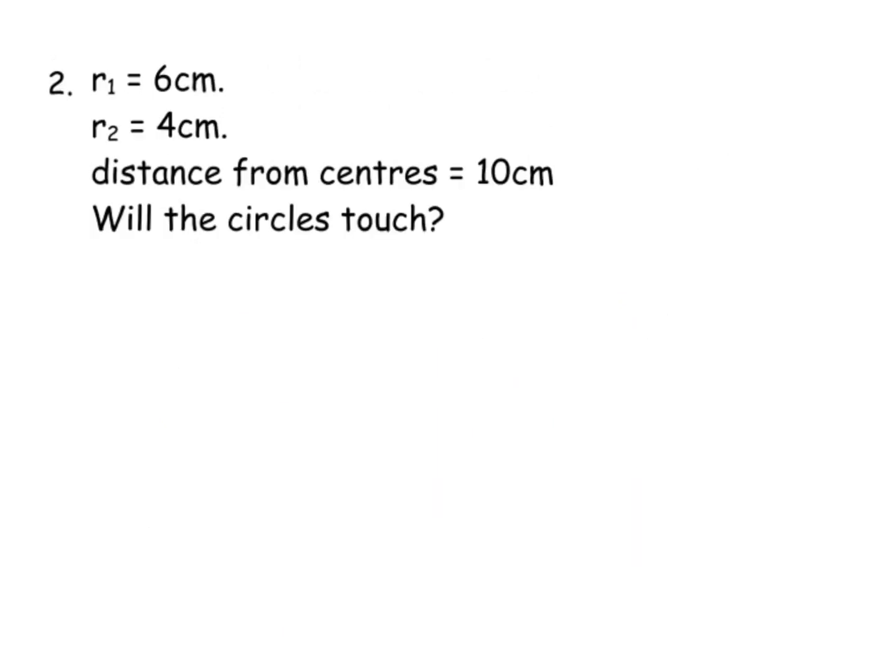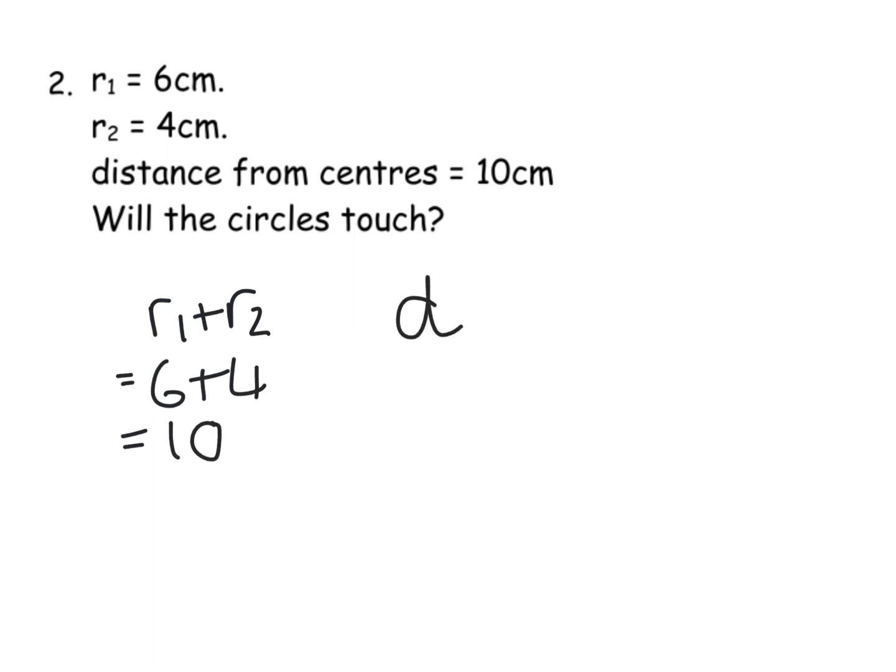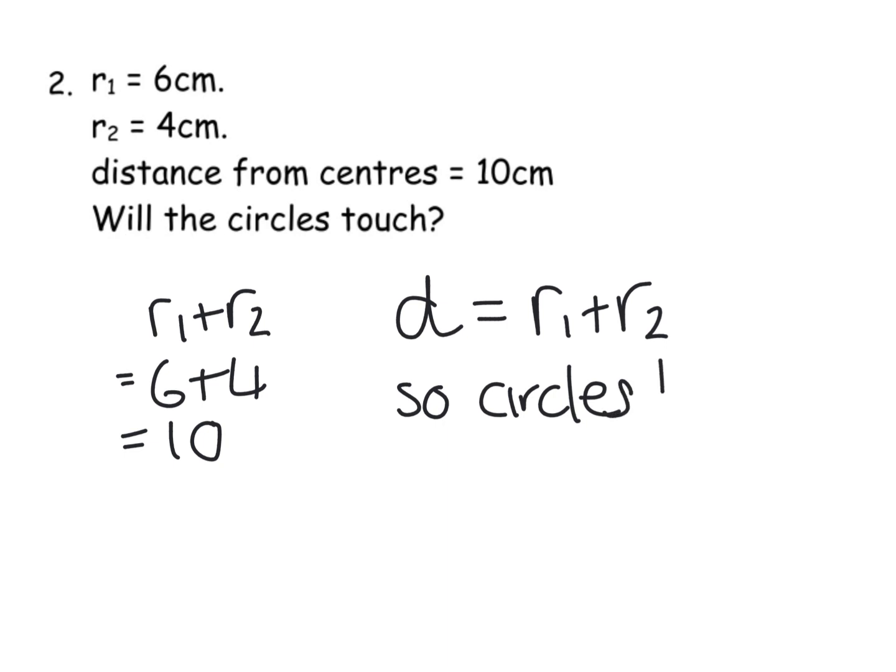Example 2. We've got a circle with a radius of 6, a circle with a radius of 4. So you do R1 plus R2 equals 6 plus 4 equals 10. Now that matches. So the distance between the centres, normally I write distance between the centres, so the distance equals radius 1 plus radius 2. So circles touch on the outside. This is my snowman situation. So they touch externally.